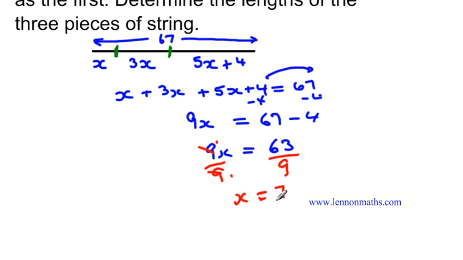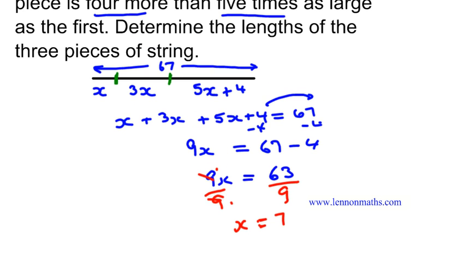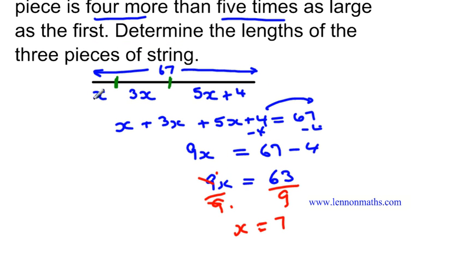Okay, so we found the value of x, but what was the value of x? The value of x is the length of the first piece of string, which is 7 inches. The second piece is 3 times the value of the first. So if the first is actually 7, then the second is 3 times that amount, which is going to give us 21.